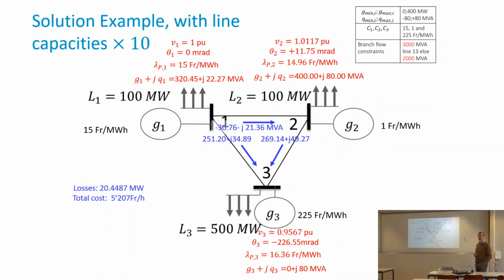I redid exactly the same thing by assuming that the capacities of the lines are multiplied by 10. So here, the lines had a capacity of 200 or 300 megawatt. Here, I multiplied this by 10. And I redid the exercise. What do we see?